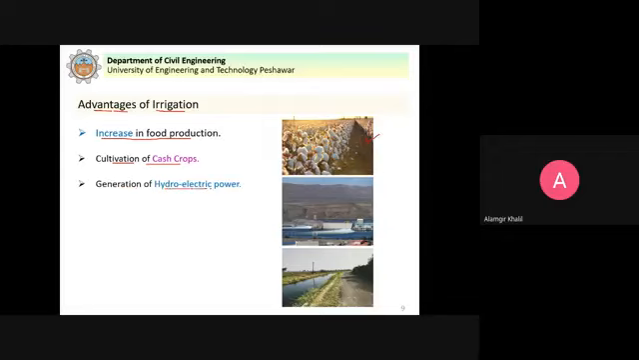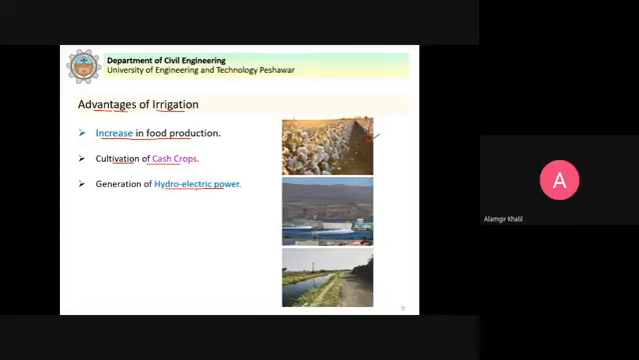Generation of hydroelectric power. You can see that when we construct a dam to store the water, the main purpose is to supply water for agriculture, but at the same time we can also generate electricity. So this is the benefit of irrigation.